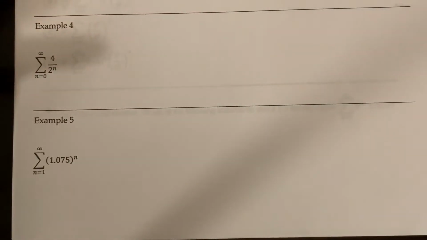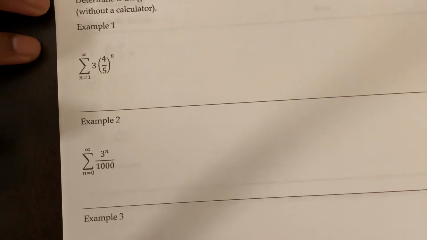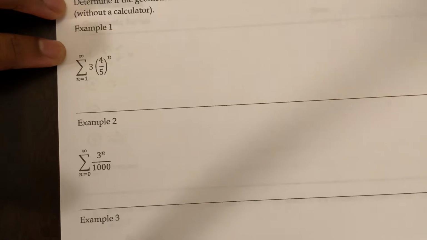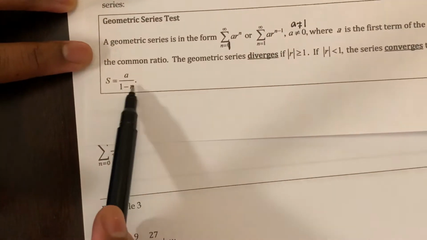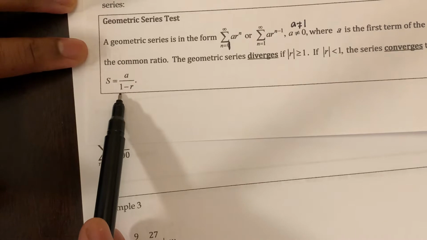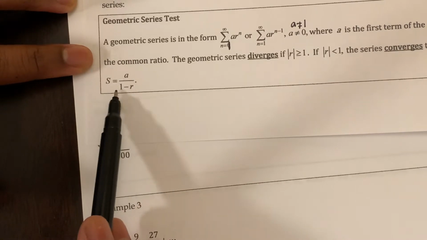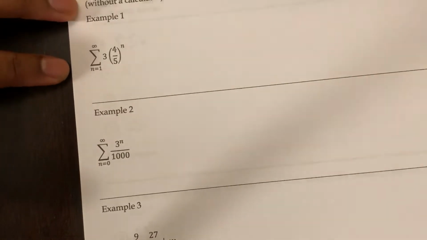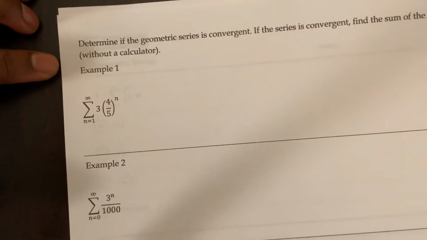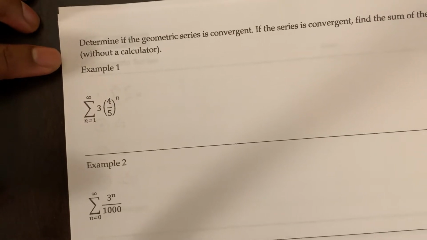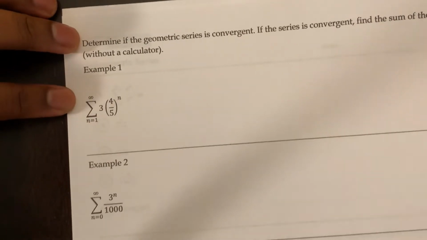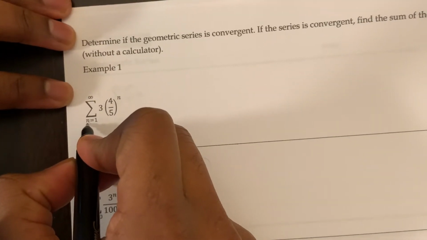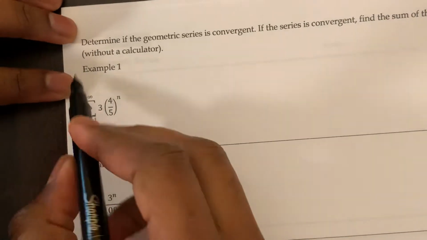So when we look at our examples, we're just going to determine if the series is convergent. If the series is convergent, we're going to find the sum of the series. And here is the formula that we're going to use to find the sum of that series. We're going to have S equals A over 1 minus R. It's a pretty straightforward process. So all we have to do is identify the common ratio and the first term of the series. Now the key thing is paying attention to the value of n that the series starts with. In this case, for example 1, n equals 1.